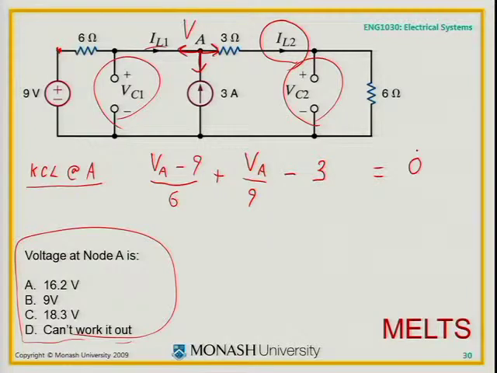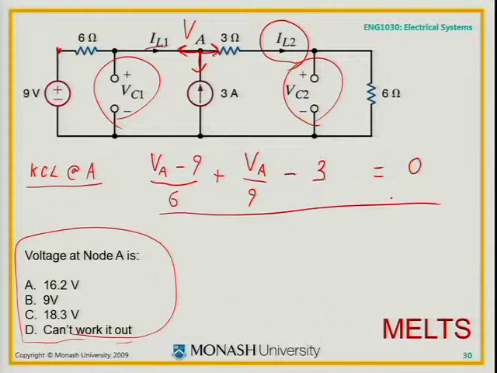So maybe that's Kirchhoff's current law at that top, at node A. All right, a few more. 10, 9, 8, 7, 6, 5, 4, 3, 2, 1. Oh, perfect. 60 responses. 48 out of 60 said A, 16.2 volts. Which is correct.